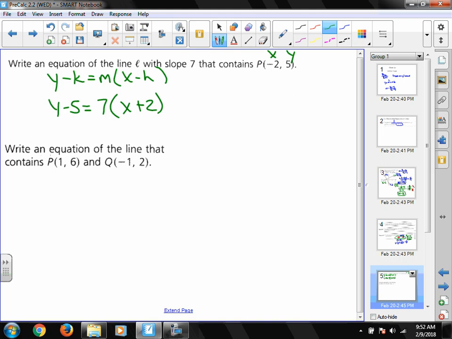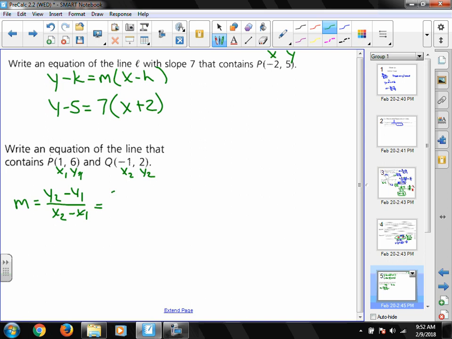Then we're going to write the equation of the line that contains the points (1, 6) and (-1, 2). Every time we find the equation of a line, we need to find our slope. So I'm going to label these x sub 1, y sub 1, and x sub 2, y sub 2, for no particular reason. We're going to use our slope formula, y sub 2 minus y sub 1 over x sub 2 minus x sub 1.